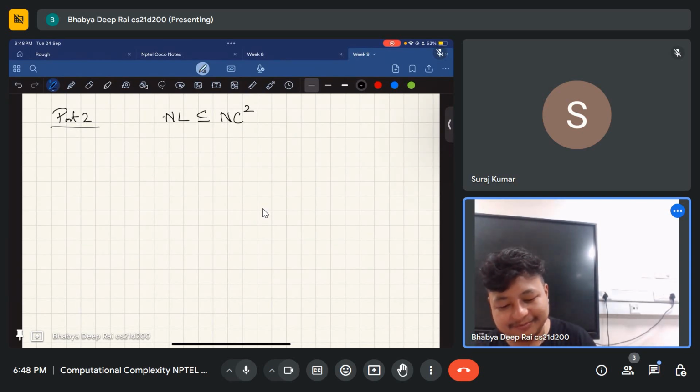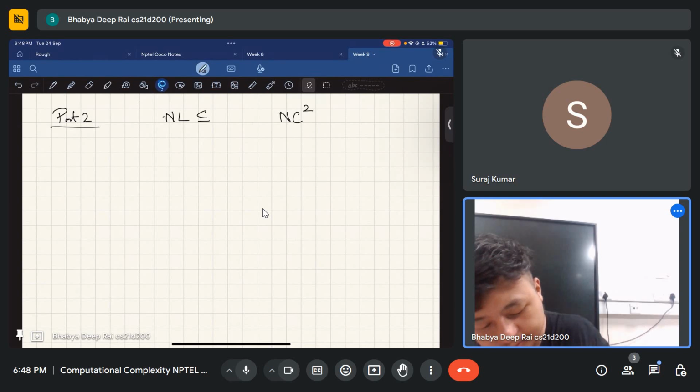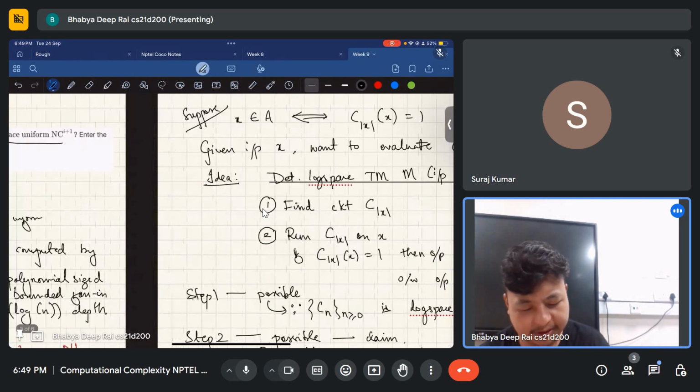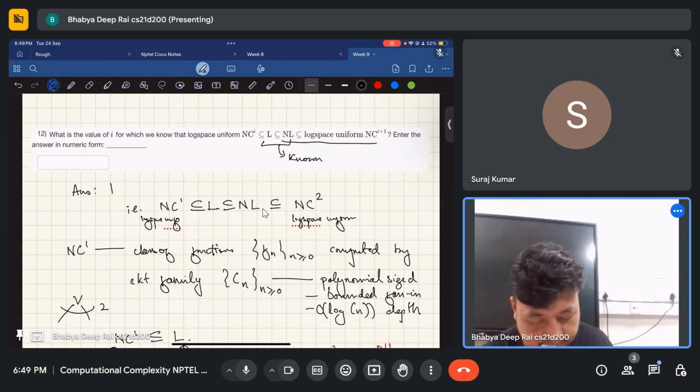Not just NC2, it's log space uniform NC2. Actually, log square space uniform will also work. One moment. Yeah, okay.